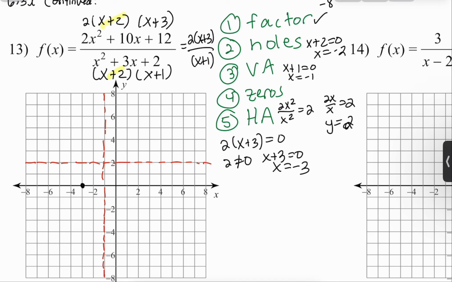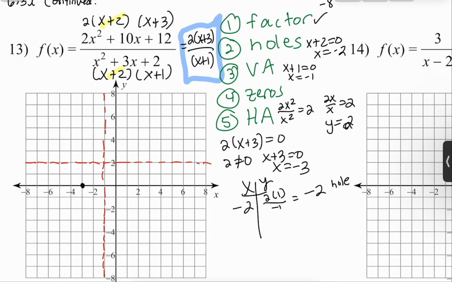Now, for the very first time, we had a hole, and I want to show you how we deal with that removable discontinuity. Our hole occurred at negative 2. So we are going to use this version of our function to find out where the hole is located. If I plug negative 2 into the original, it doesn't work. I get 0 over 0. But if I plug negative 2 into that function, I get 2 times 1 over negative 1, which is negative 2. So then we're going to go over to the graph, and at the point negative 2, negative 2, we are going to put a hole.